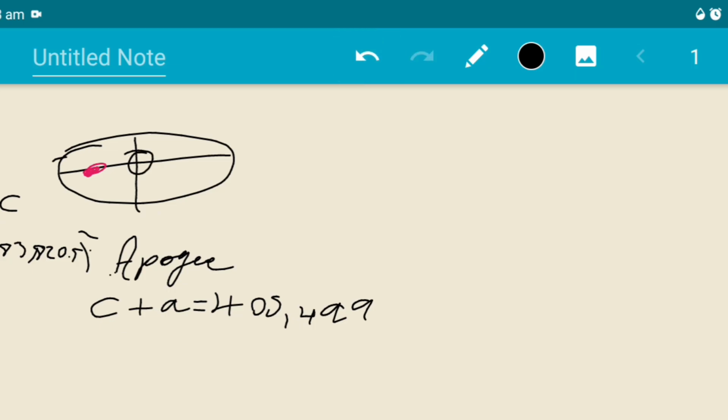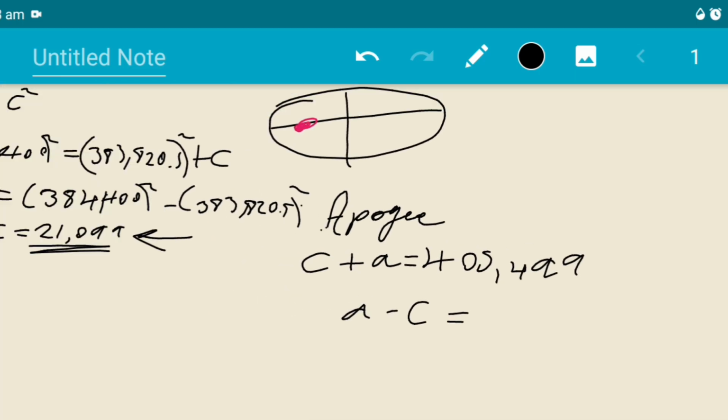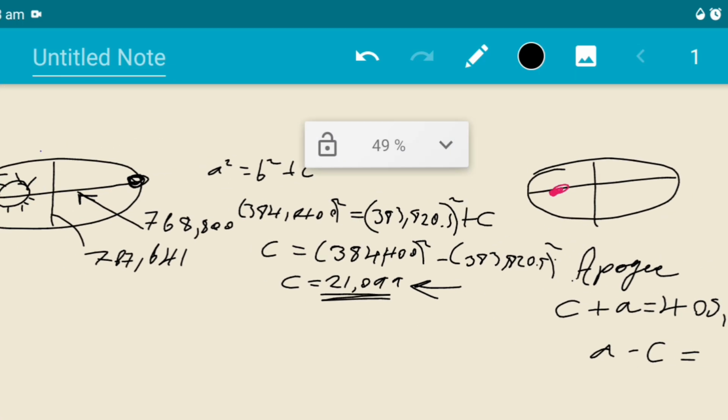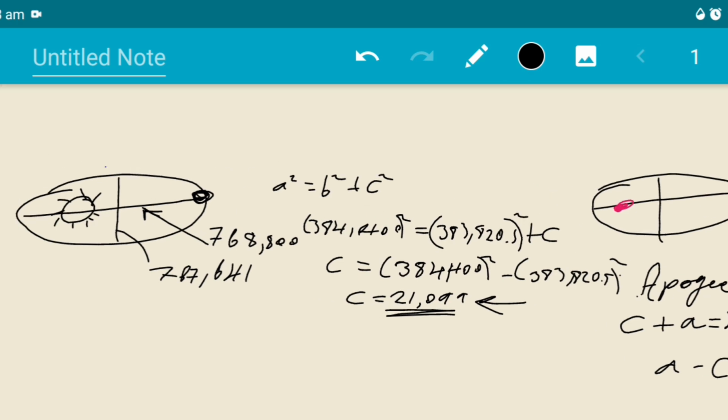From here to here, that would also be 5. So it would be 5 minus what? Minus C. Okay, so you can just say the mean distance, which is A minus C. So say A minus C, which is, what is our A? Our A in this case is this whole distance divided by 2, which is what we found to be this.